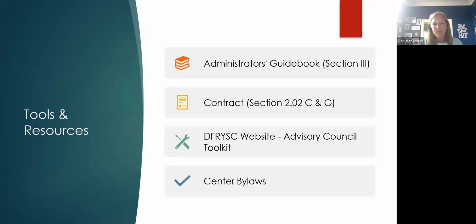The third tool we're going to be referring to today is the Division of Family Resource and Youth Service Center website, and specifically the Forms and Documents tab, and then looking at the Advisory Council Toolkit section. And then the last tool or resource that we will guide you to is your center bylaws. And those are going to be different for each center. So it's important that you locate your individual center bylaws, and that should be located on FRISK Counts in your CPP tab under your AC listing.